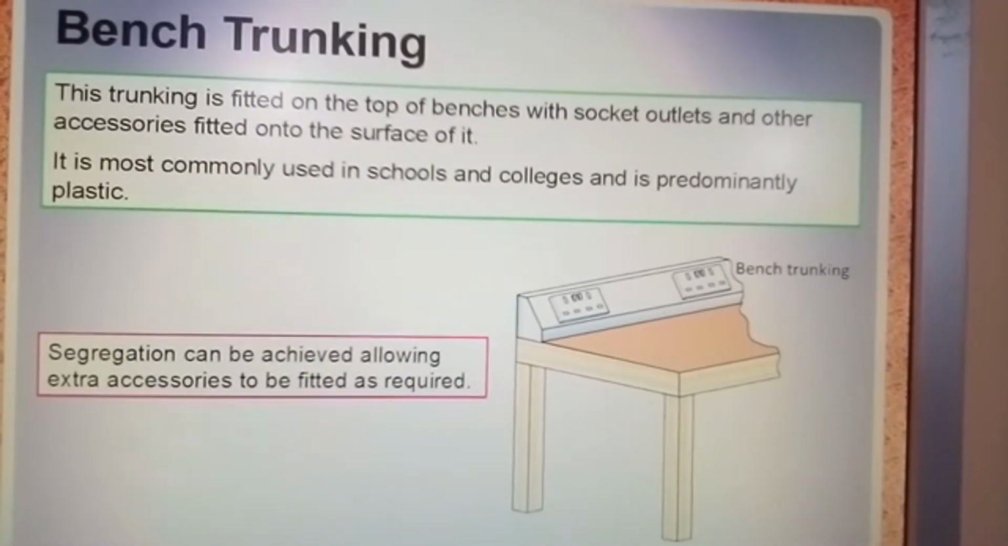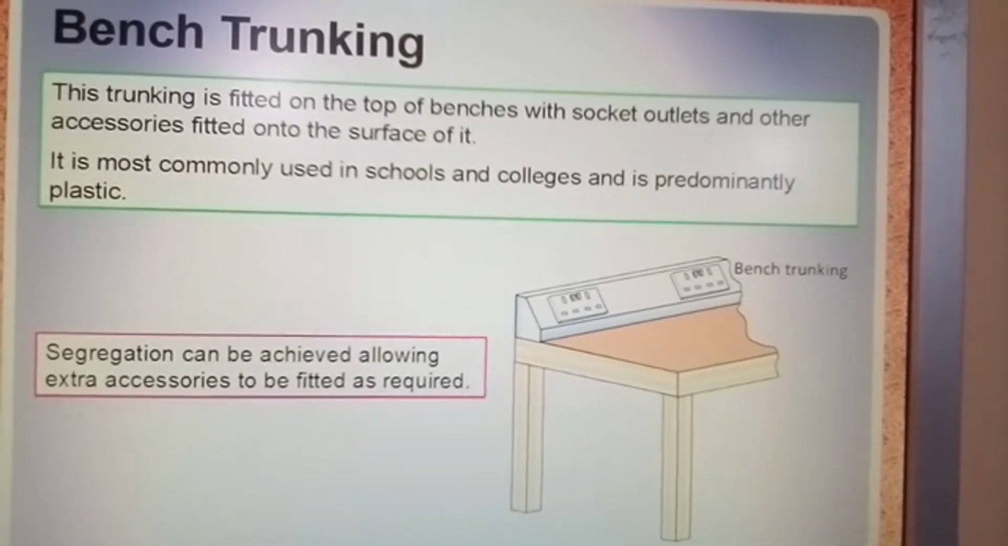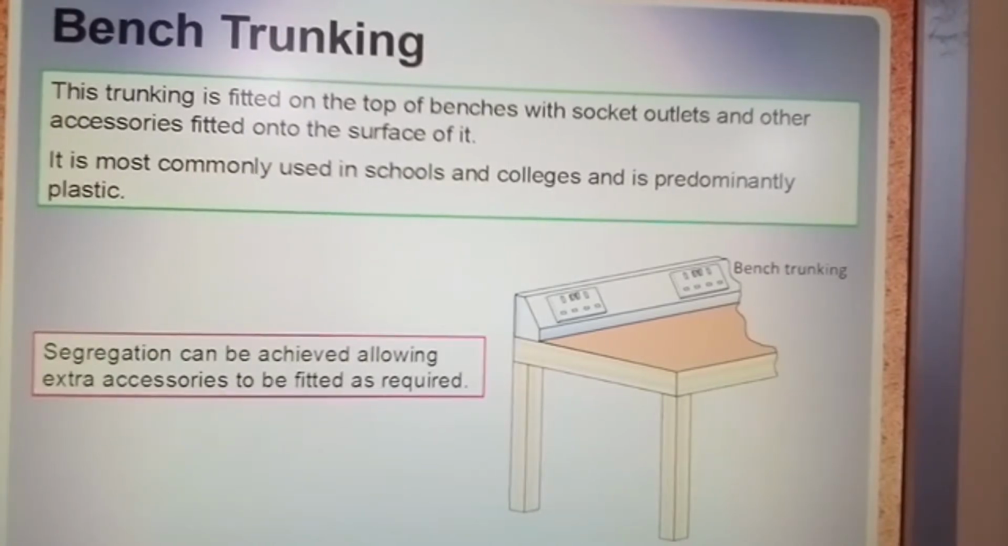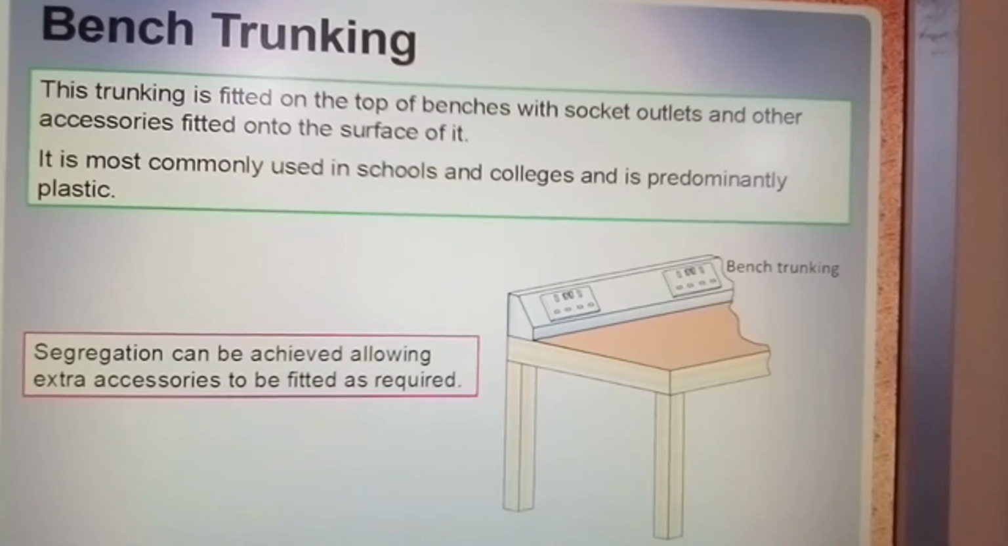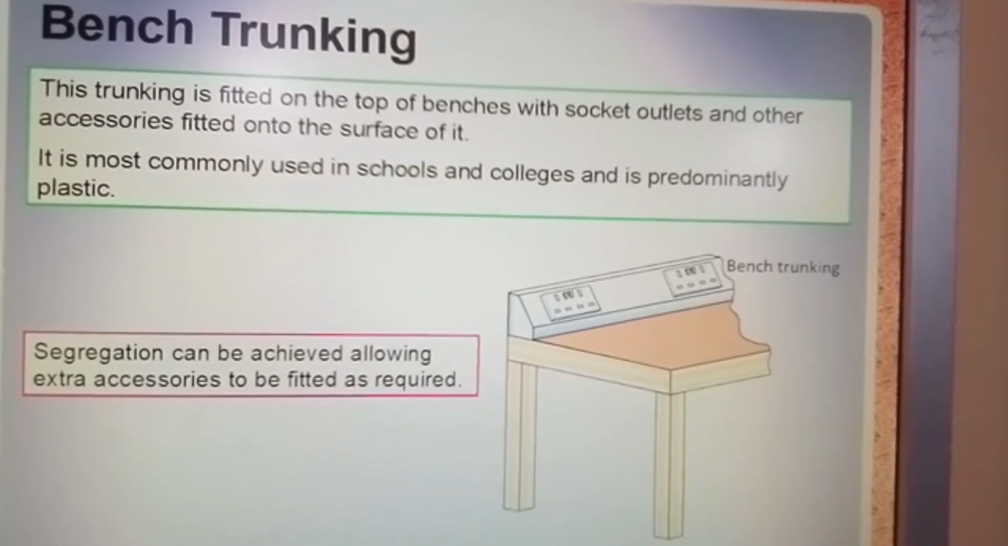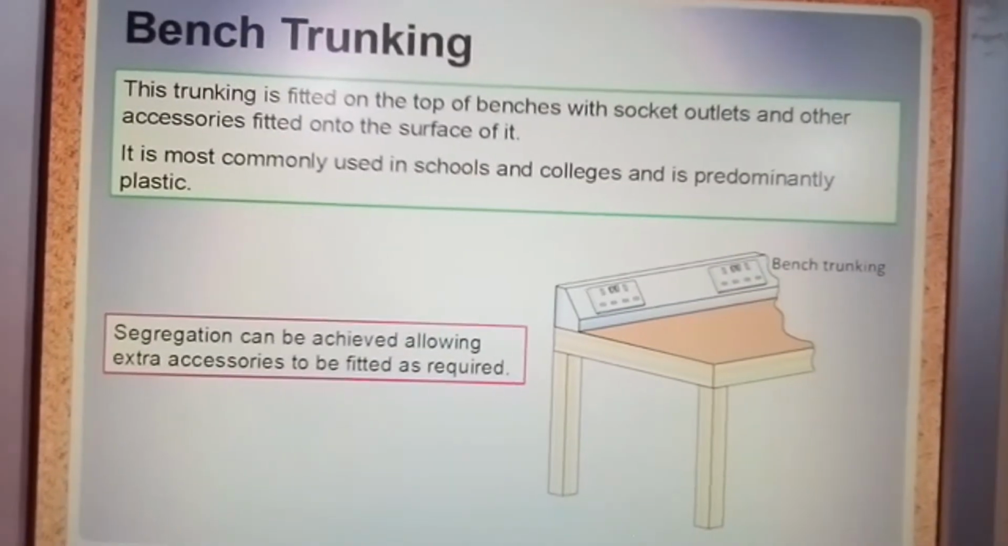Here you have bench trunking. This trunking is fitted on the top of benches with socket outlets and other accessories fitted onto the surface of it. It is most commonly used in schools and colleges and is predominantly plastic.